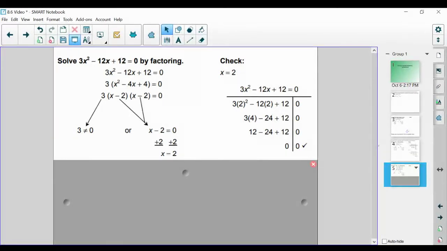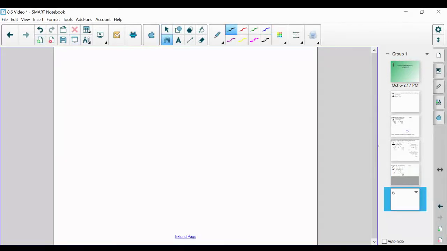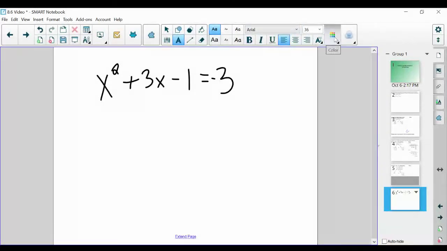Now, before we move on to the rest of the problems of your guided notes, I just want to talk to you real quick about another situation. Let's say we have x squared plus 3x plus 1 is equal to negative 3. Now, we can't use the zero product property here because it's not equal to 0. So we have to have our quadratic equal to 0. It's an absolute must. We have to have our quadratic equal to 0.